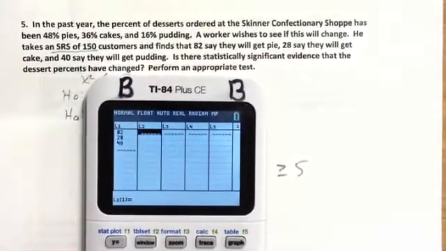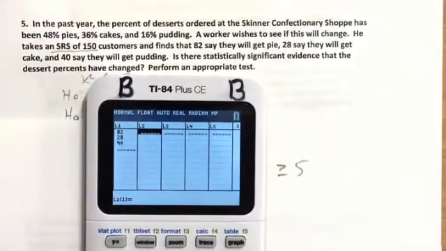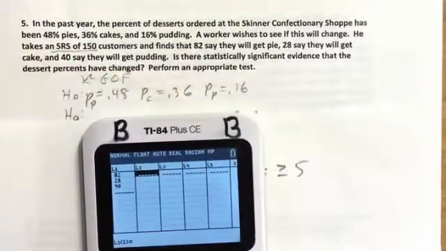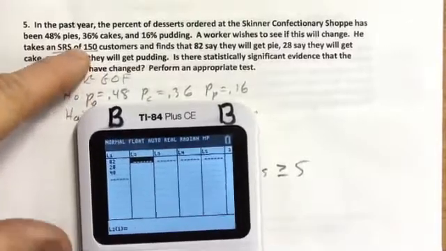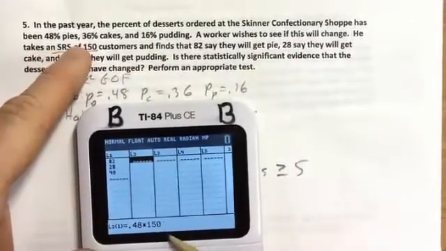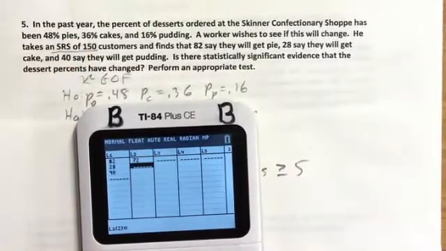The expected counts. What are the expected counts? It is just each proportion times the sample size. If the null is true, if this really is true, how many are you expecting to want pie? Well, 48% of the 150. So you're just going to say 0.48 times 150, right like that, okay? Enter. And so it happens to be an integer.